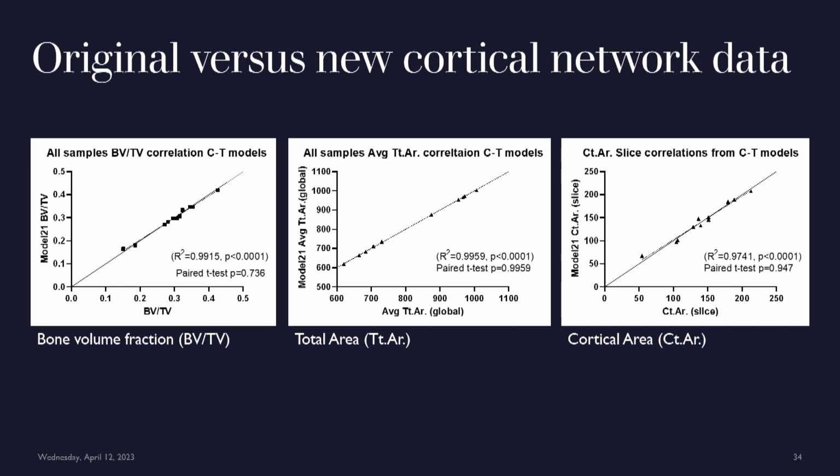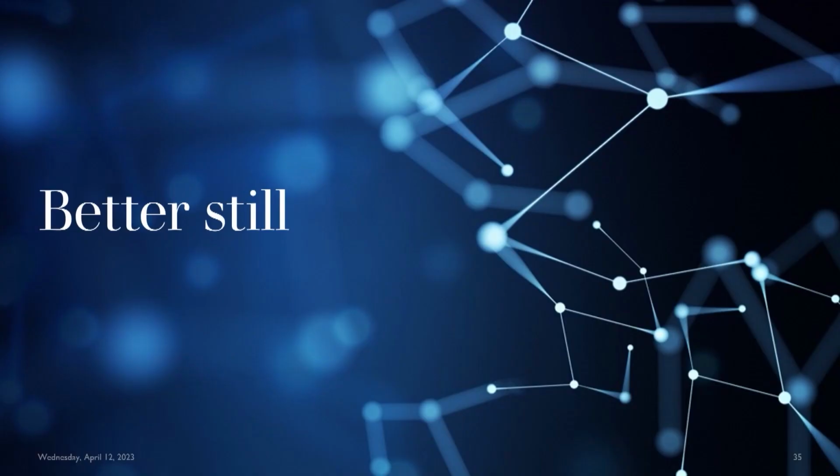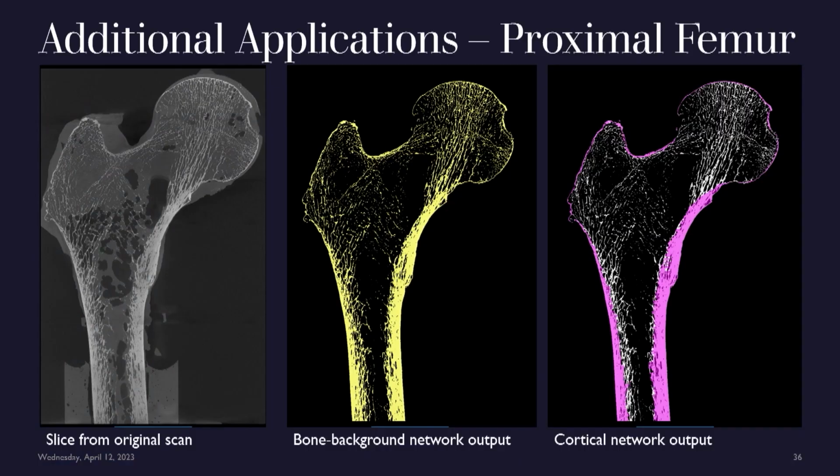So this is bone volume fraction, total area, cortical area, and you can see really, really high correlations. And so for us, this is great because it's a lot less personnel time going into it and still getting really good, high quality data. But let's make it better.